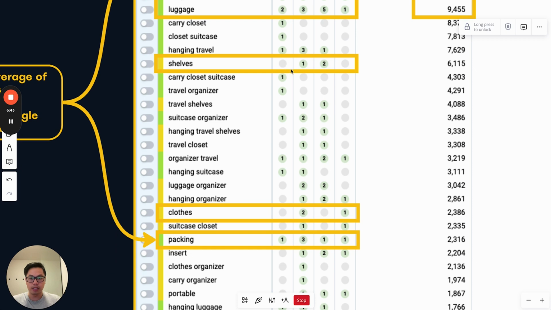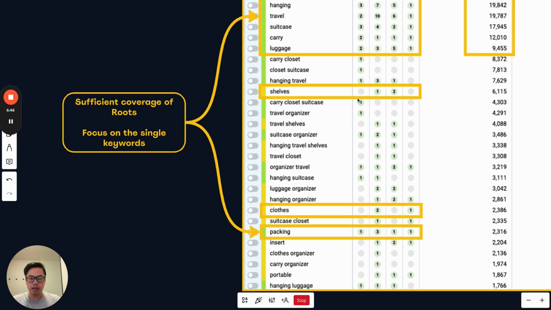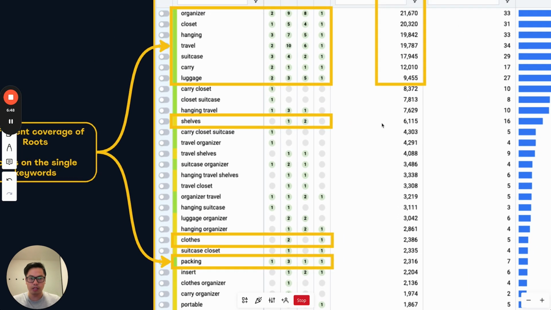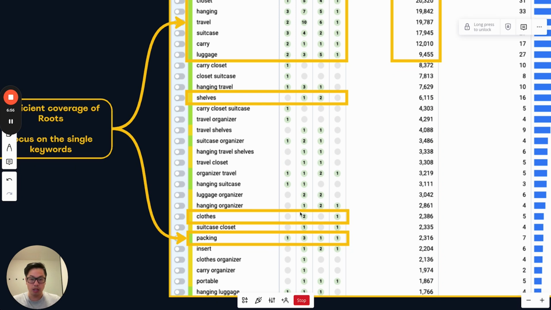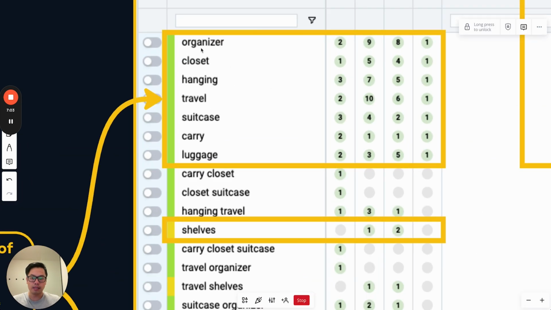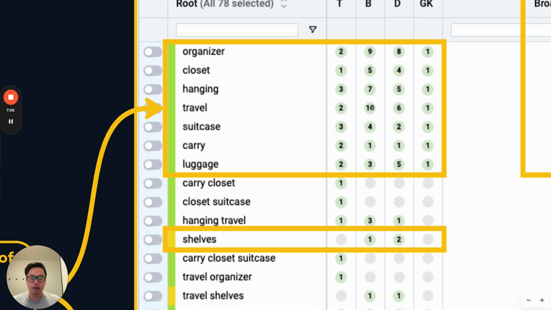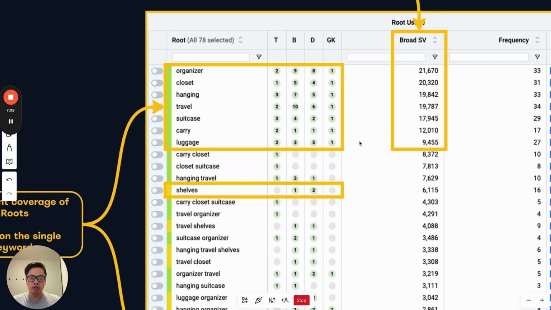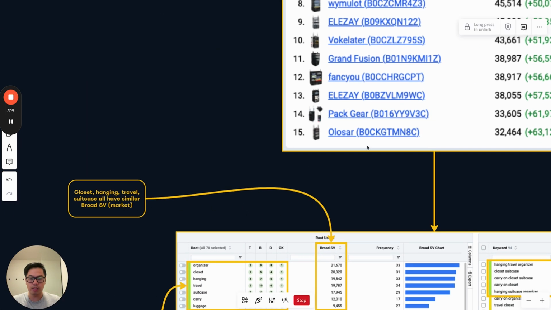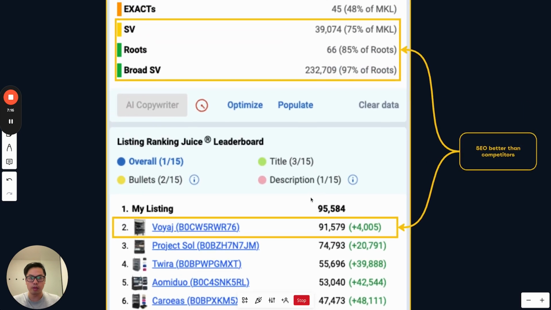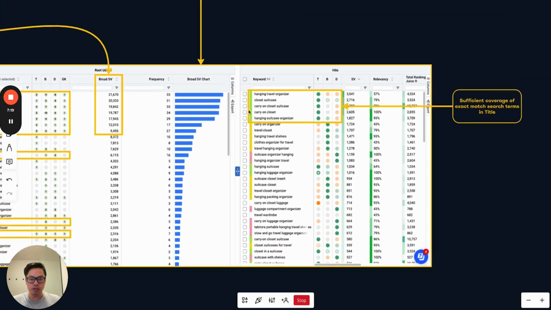So I can see that shelves is not. That could be something that I could add in. The search volume does kind of fall off compared to everything else, but definitely if I had the ability to keep it in there, I definitely would. I noticed clothes is not in there. However, we're getting down to broad search volumes that are much, much lower here. So more or less, these are the big ones up here where we have sufficient coverage on all fronts. So generally, that's probably why on an SEO standpoint, it's way up there. So not too much of a concern.